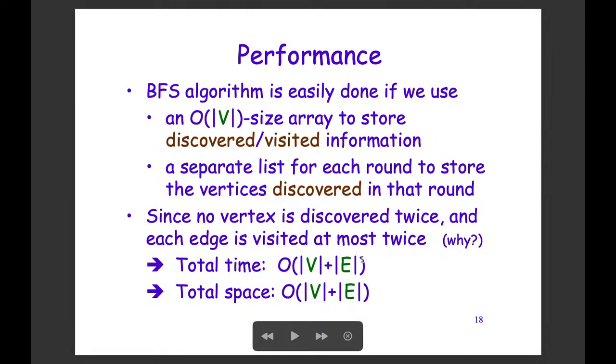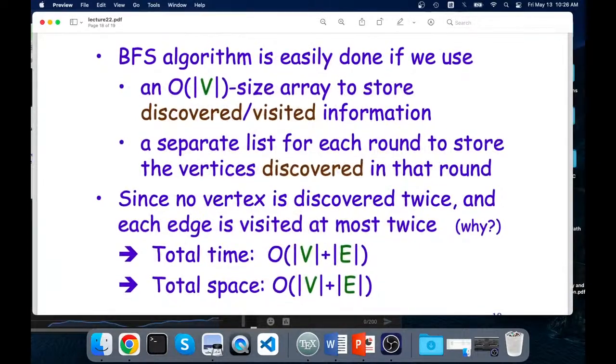As for the space, we will need to keep the adjacency list, since we are using adjacency list as our representation. So the total space is V plus E as well. Notice that we assume we use adjacency list. If we use adjacency matrix, then the running time is not like this. Okay, so that's the end for this lecture.